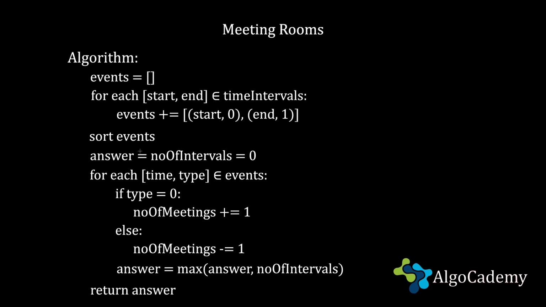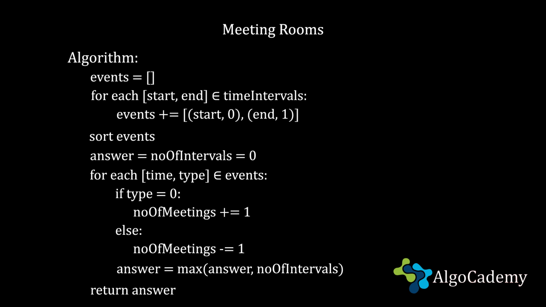We are going to sort it, and I think in every programming language, when sorting an array of pairs, they are going to be automatically sorted by the first element in that pair, or if not, maybe in JavaScript or something like that, you can give a comparison function, but that's not the important thing here. After we sort the array of pairs, we are starting with 2 variables, answer, which is initially 0, and the number of intervals, which is also initially 0.